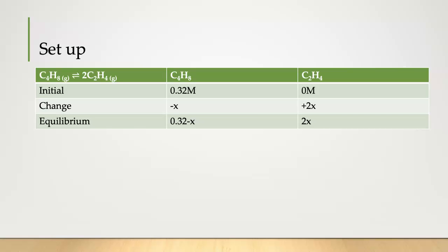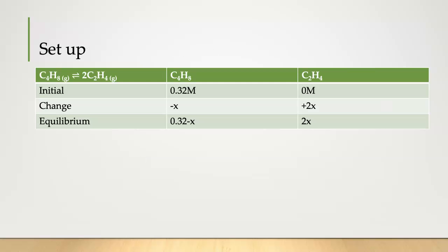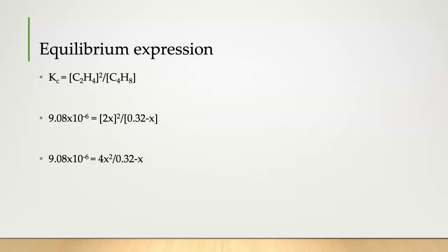Once you have your ICE table set up, you're going to write out your expression. So you know that the Kc is equal to the concentration of the C2H4 squared, due to the fact that it is 2 in your stoichiometry, divided by the concentration of your C4H8. Remember, it's products over reactants. So plug in your numbers and you have the 9.08 times 10 to the minus 6 is equal to the 2x squared divided by 0.32 minus x.